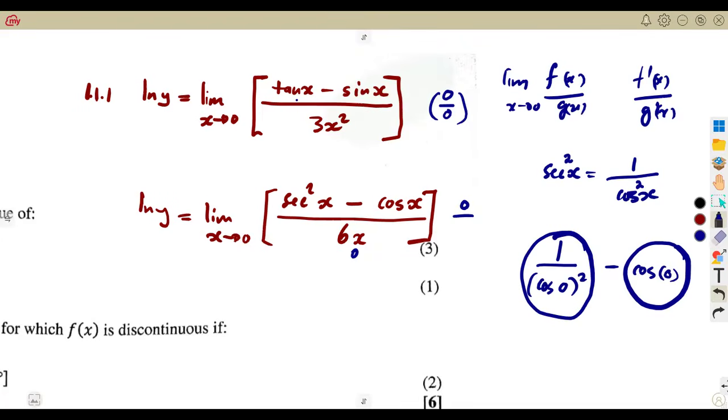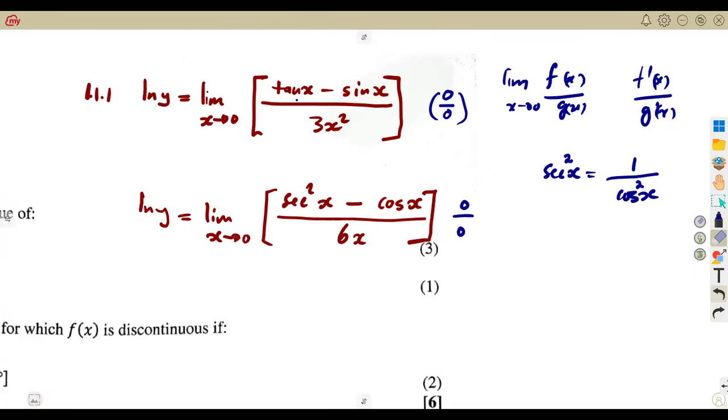Substitute this, you're going to obtain a 0 also in the denominator. So meaning to say, we still have to apply our L'Hospital again. Once we are getting 0 over 0, the derivative again. So you're supposed to differentiate the numerator, differentiate the denominator again. All right, so let us see what are we going to have here. So the ln of y is equal to the limit as x is approaching 0 of what?